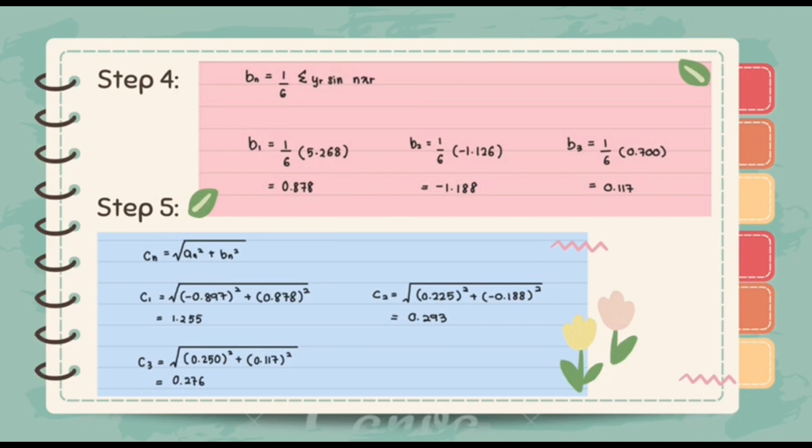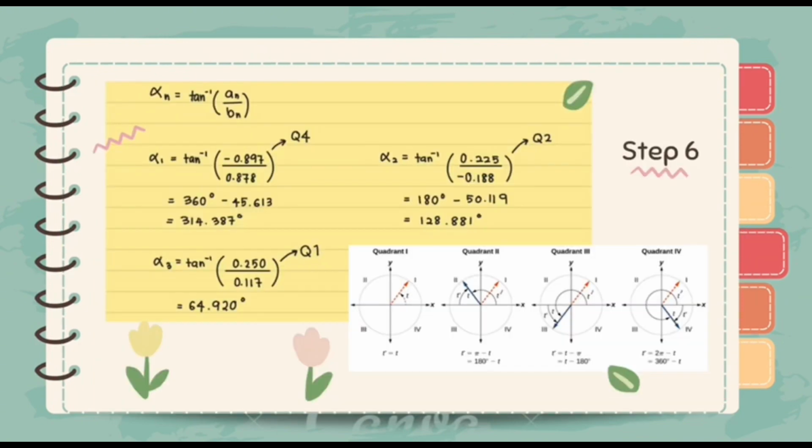It is like finding the an value, but for bn, we substitute the summation of y cos nx with y sin nx. Now we can calculate the value of cn by using the formula of the square root of an squared plus bn squared. Move on to the next step, which is to find the angle value. For this, we need to take the inverse tangent of an over bn, and only then can we find the angle by referring to the formula of the quadrant.